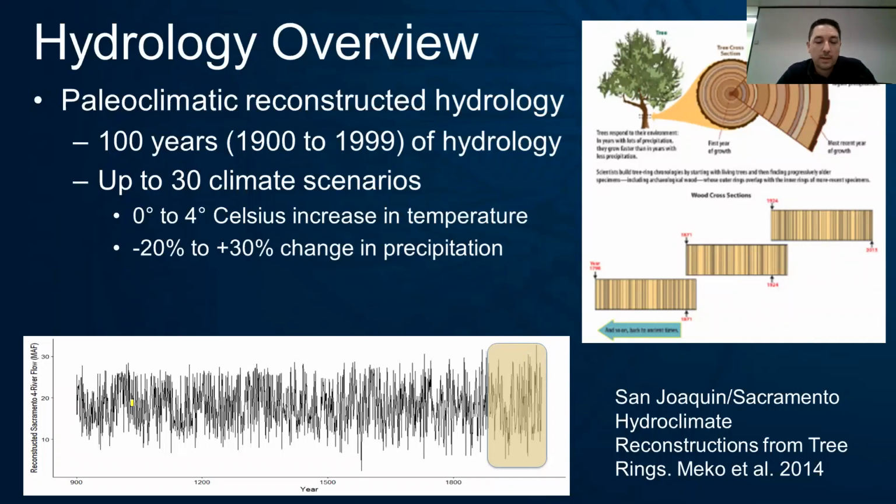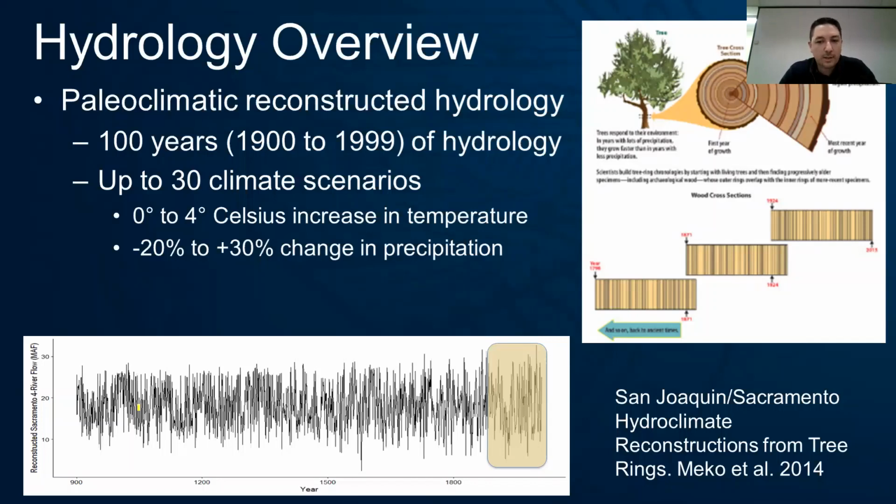So before I get into the models, I just want to touch on the hydrology that we're using in this study. It's a paleoclimatic reconstructed hydrology. What does that mean? The DWR climate change team has been developing this, and they've used it on a few other studies. It's a recreated historic simulation of watershed runoff.